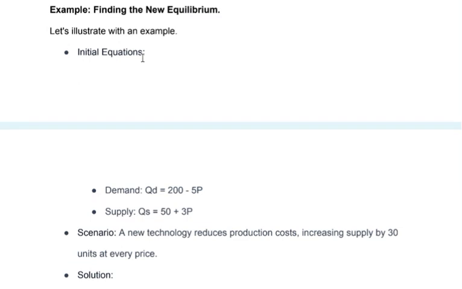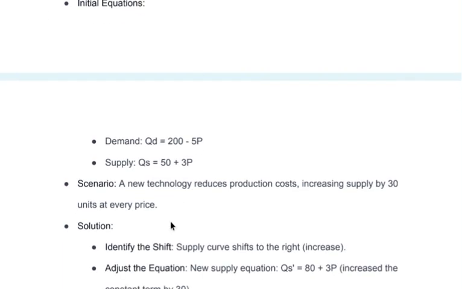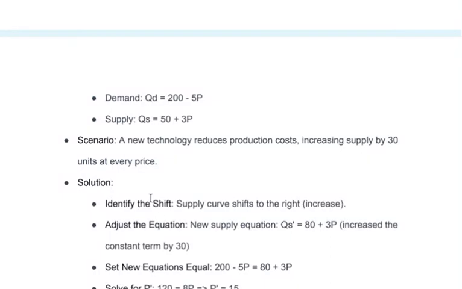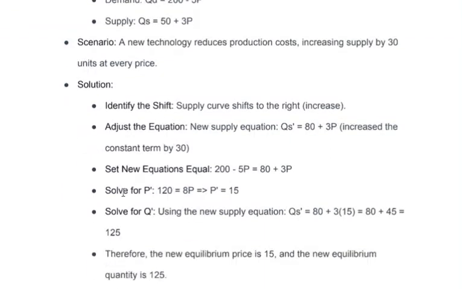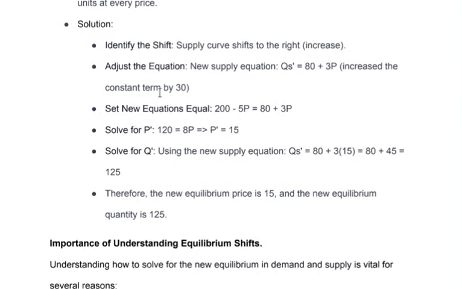Example, finding the new equilibrium. Let's illustrate with an example. Initial equations. Demand: QD equals 200 minus 5P. Supply: QS equals 50 plus 3P. Scenario: a new technology reduces production costs, increasing supply by 30 units at every price. Solution. Identify the shift: the supply curve shifts to the right. Adjust the equation. New supply equation: QS' equals 80 plus 3P.